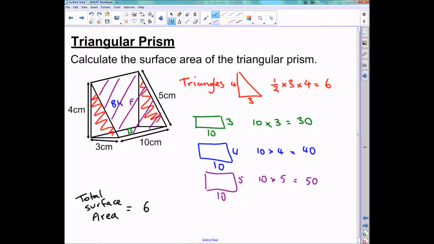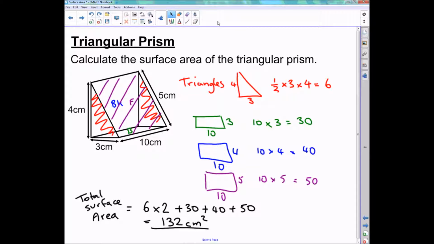Okay, so to get the total surface area, now I need to add up all of these faces. So first up, I've got 2 of these triangles, so I'm going to multiply my 6 times 2. I'm going to add 30, which was the base. I'm going to add 40, which was the back. And I'm going to add 50, which was the front rectangle. Adding all of these up, I get an answer of 132 centimeters squared. Remember, centimeters squared because it's area.